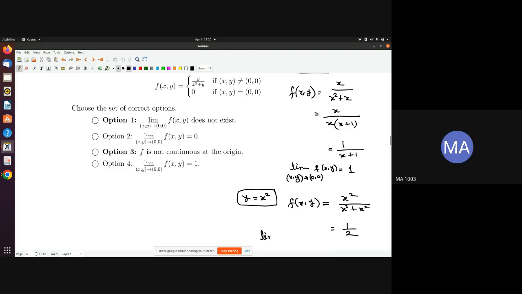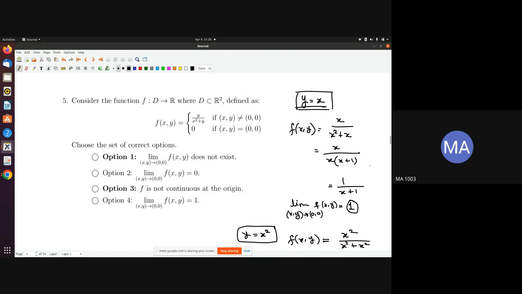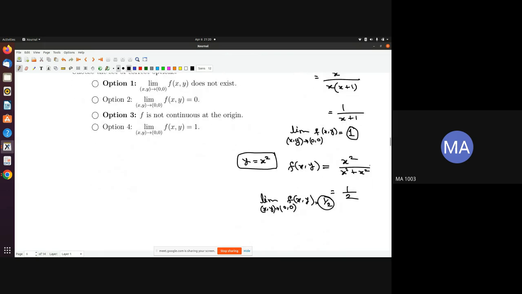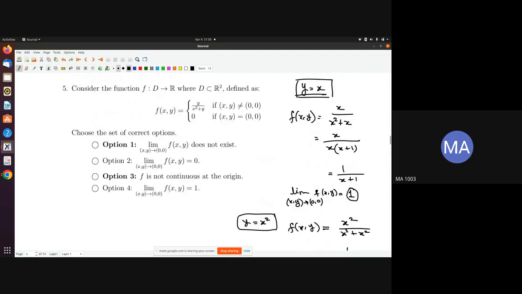Now if I take the limit for this curve, approaching 0 via this curve, the limiting value will also be half, right? 1 by 2. So two different limiting values for two different curves, correct? For y equal to x, we are getting 1. For y equal to x square, I am getting 1 by 2. So limit does not exist, and then it is not continuous. Clear?